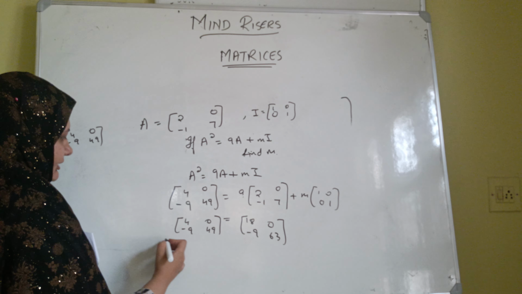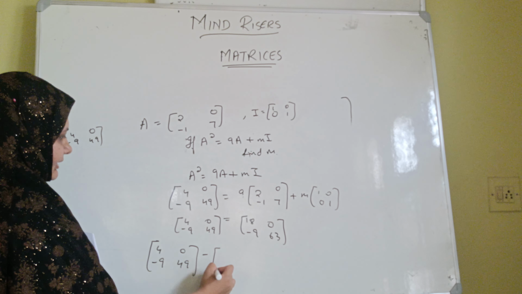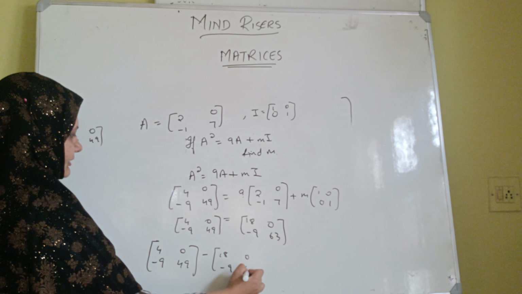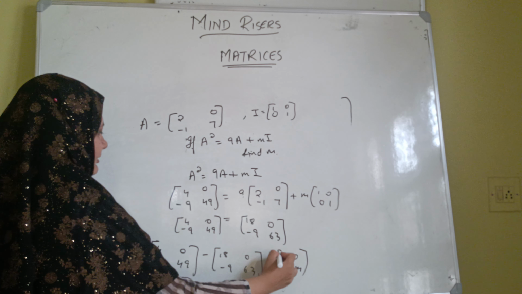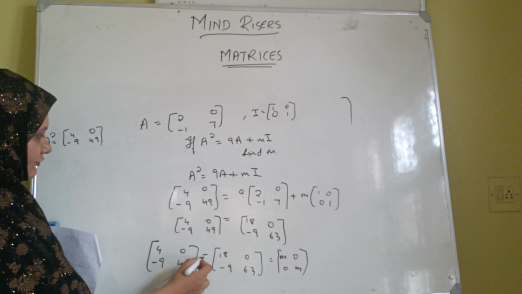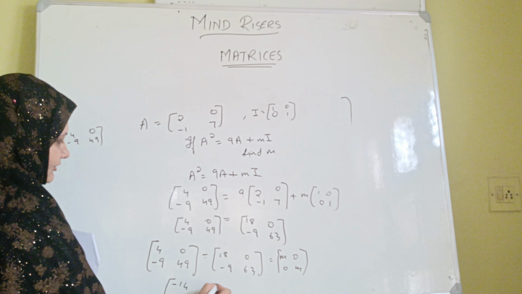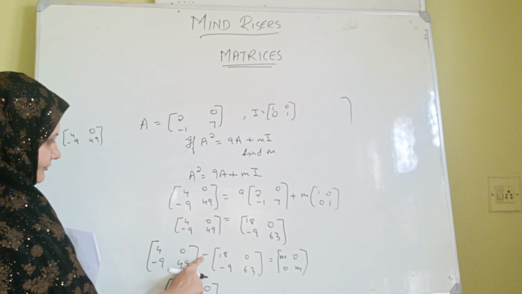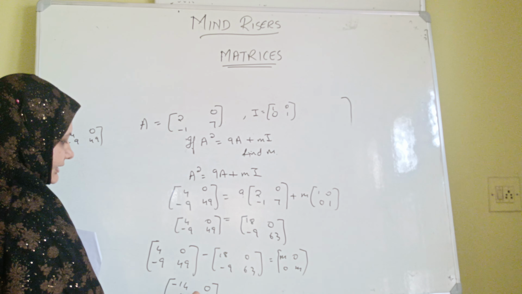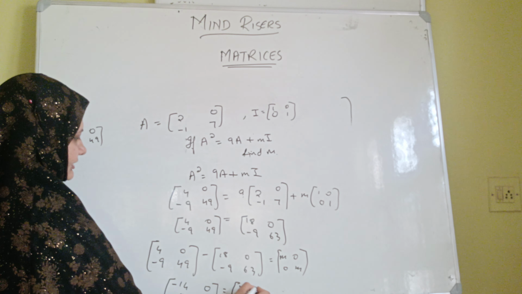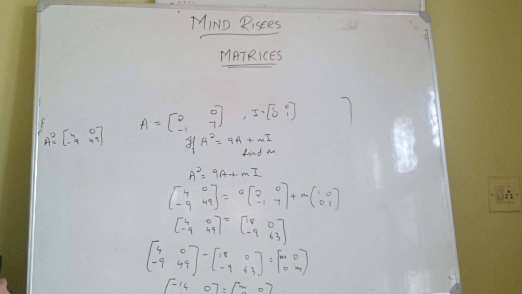Okay, so you substituted this side, shifted this side. Minus 18 minus 9, 0 and 63 is equal to m0, 0, m. So I am multiplying m with all the numbers. So 4 minus 18 is minus 14, 0 minus 0 is 0, minus into minus is plus 9, so it will be 0, and 49 minus 63 is again minus 14, which is m0, 0, m. Therefore, m is going to be minus 14.